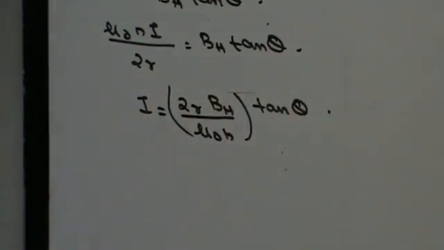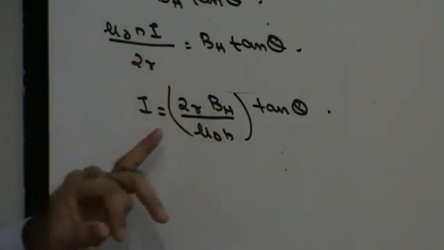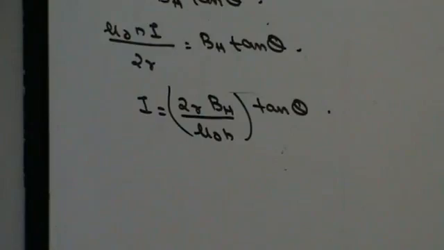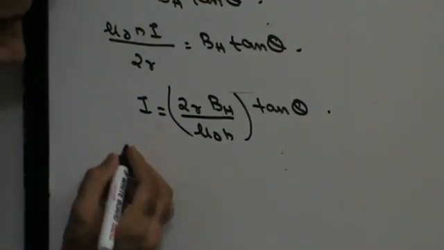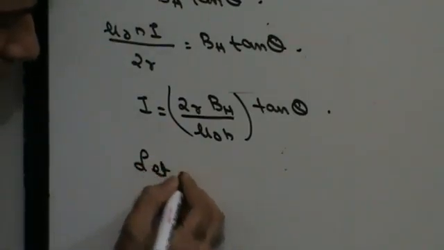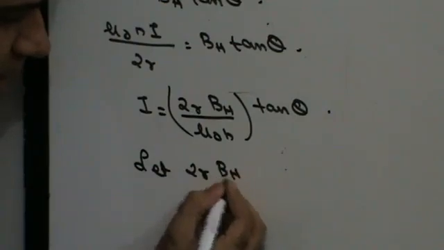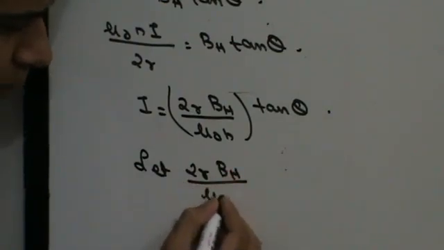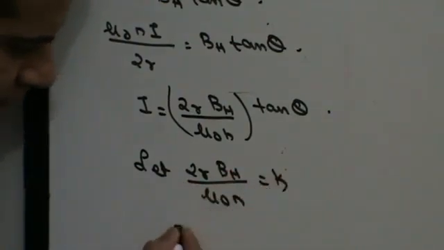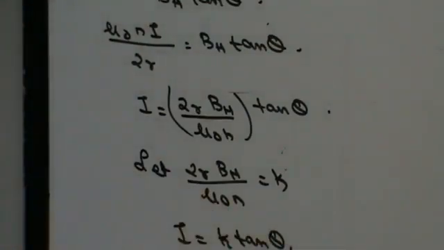Out of which 2R, that is the radius, the horizontal component of magnetic field, the permeability and the number of turns are going to remain constant. So I can say let 2R BH upon mu 0 N be equal to K. Therefore I will be equal to K tan theta. So the current is directly proportional to tan theta, right?